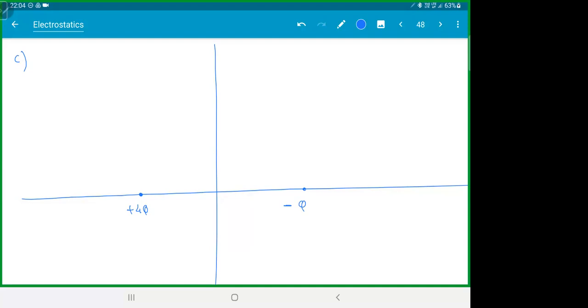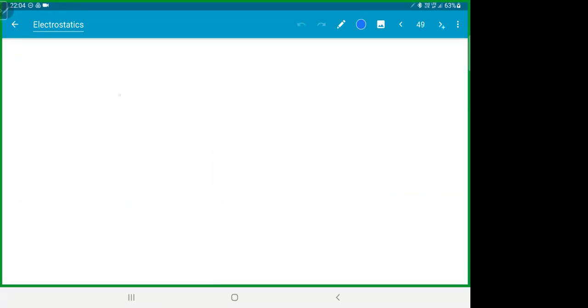See, first of all, let me show you something here. If this was 4q, this was minus q, this is a standard question. Let's say the distance is d. Tell me one thing, if you take a point A here, a point B here, and a point C here, where do you think the field can be 0? Which point do you think the field can be 0?